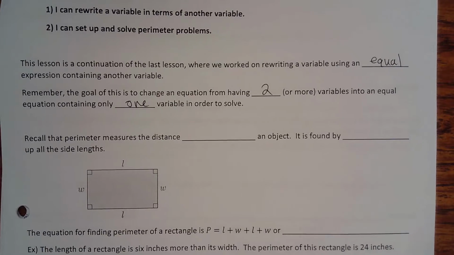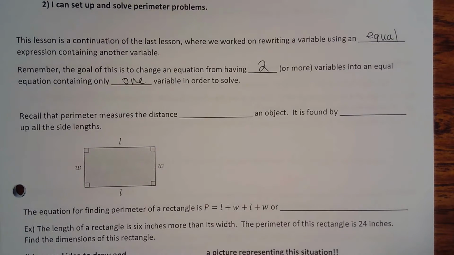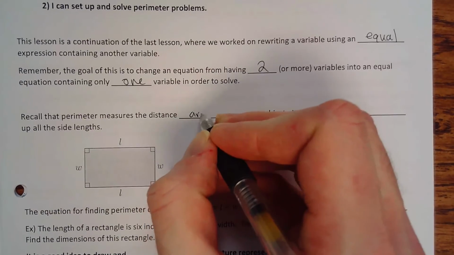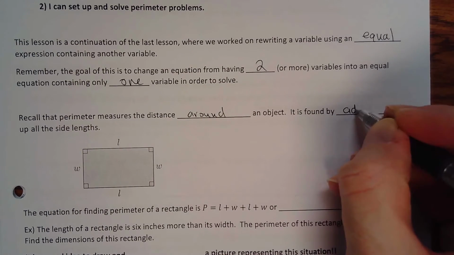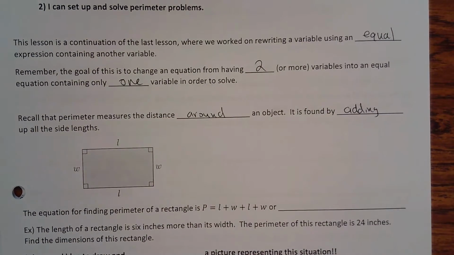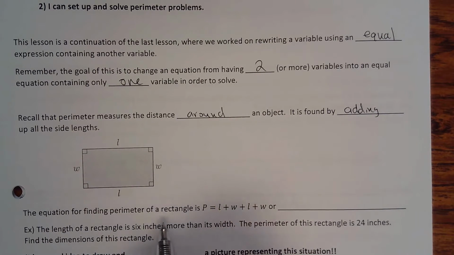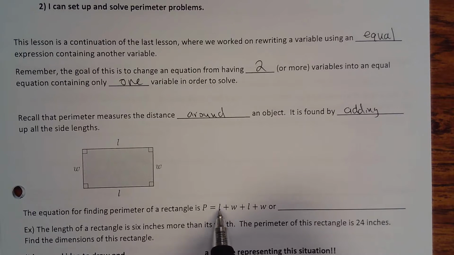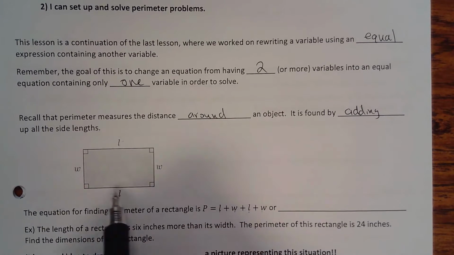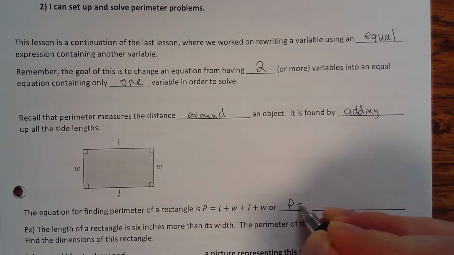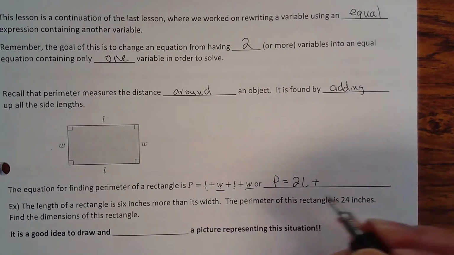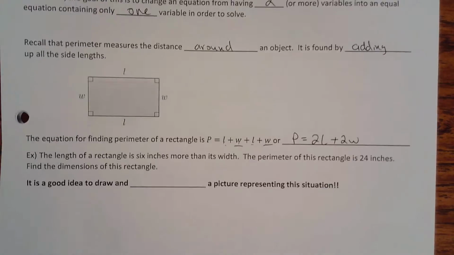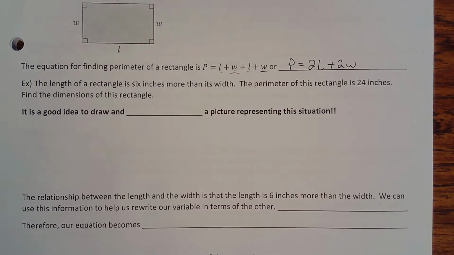Okay, so recall that perimeter measures the distance around an object. It is found by adding up all the lengths. So on this one, the equation for the perimeter would be the perimeter equals the length plus the width plus the length plus the width. Add up these four sides, or the fast way of saying that, add up like terms. So if there's two L's, it would be 2L plus, and there's two W's, so 2W. So it's kind of the faster way of writing perimeter.